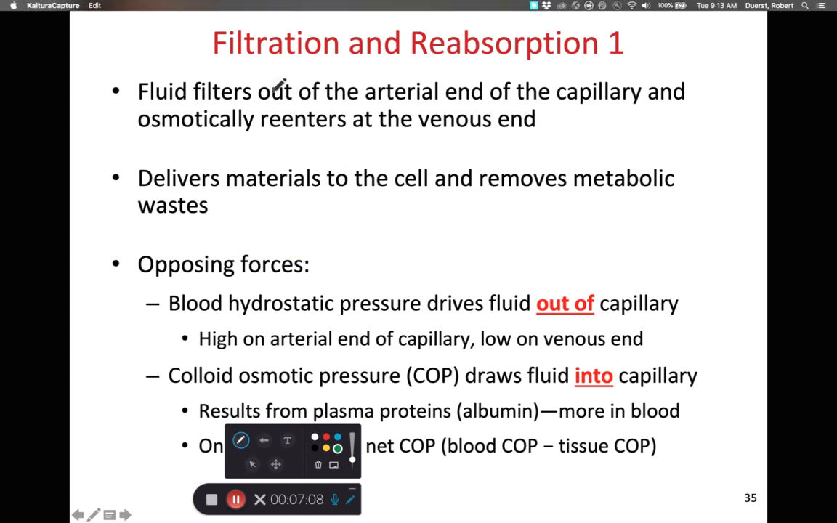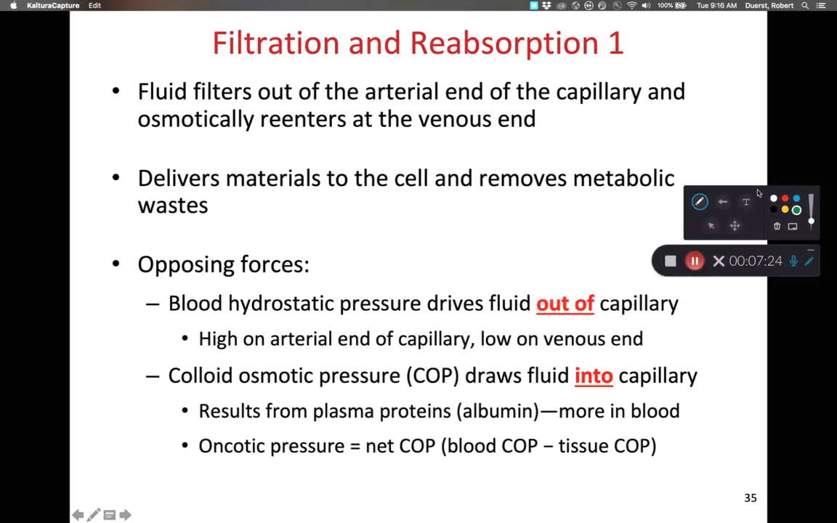As we look at filtration and reabsorption, the fluid that's being... Sorry about that. I just lost my train of thought. I had to pause my recording while my kiddos needed some attention. So let me restart on this slide.